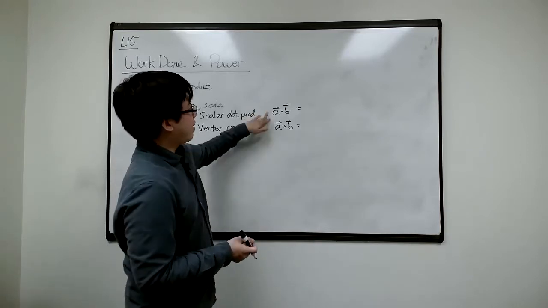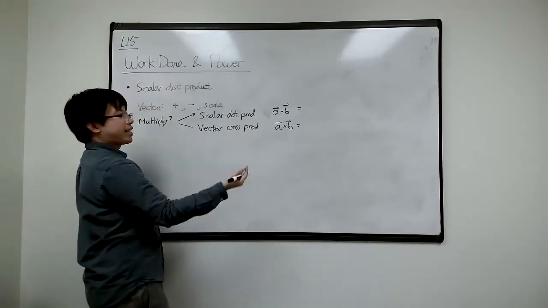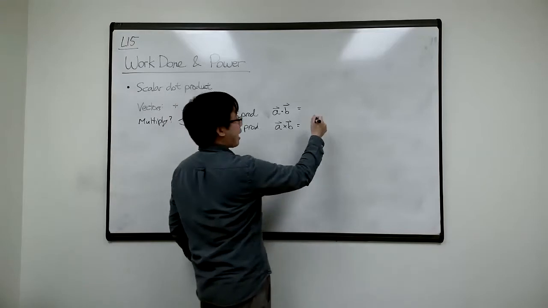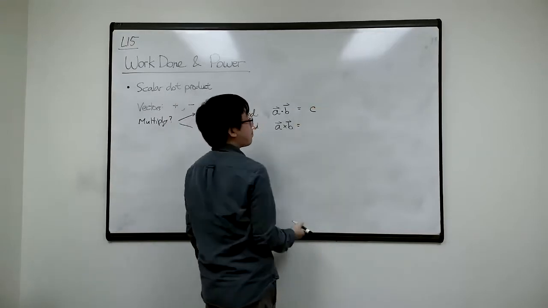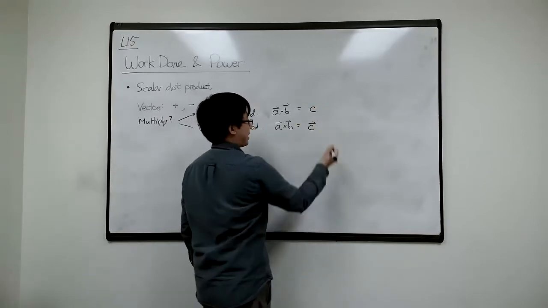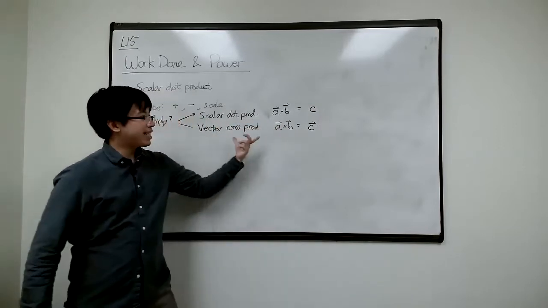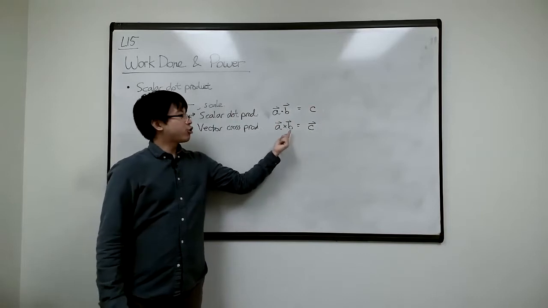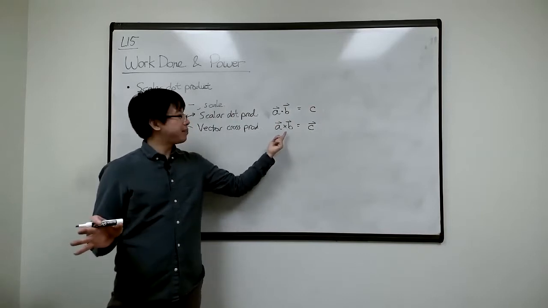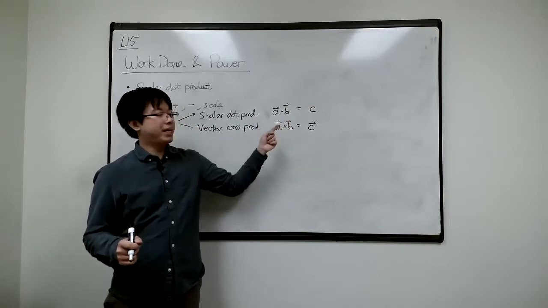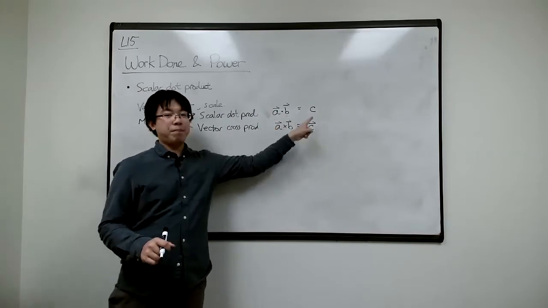Okay, so now you know why it's called dot product and cross product. Why is it called scalar? Because this returns you a number. This returns you a vector. That's why this is sometimes abbreviated as the vector product. A cross B, don't say times, it doesn't mean anything. A cross B gives you a vector, A dot B gives you a scalar.